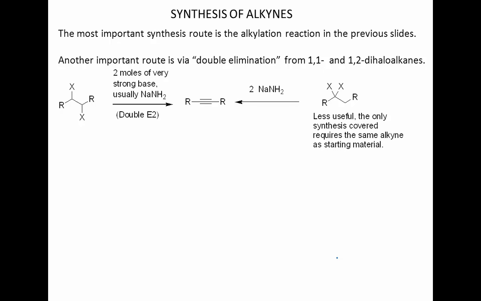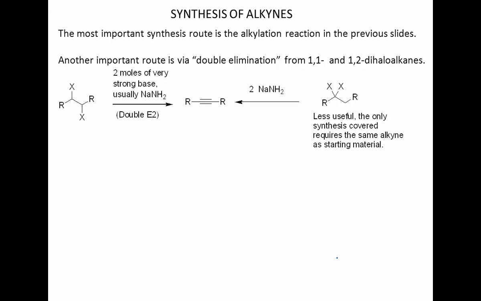Okay, let's look at the synthesis of alkynes. The most important synthesis route is the alkylation reaction in the previous slide. So the most important synthesis of alkynes is from simpler alkynes. Another important route is via the double elimination from 1,1 and 1,2 dihaloalkanes.